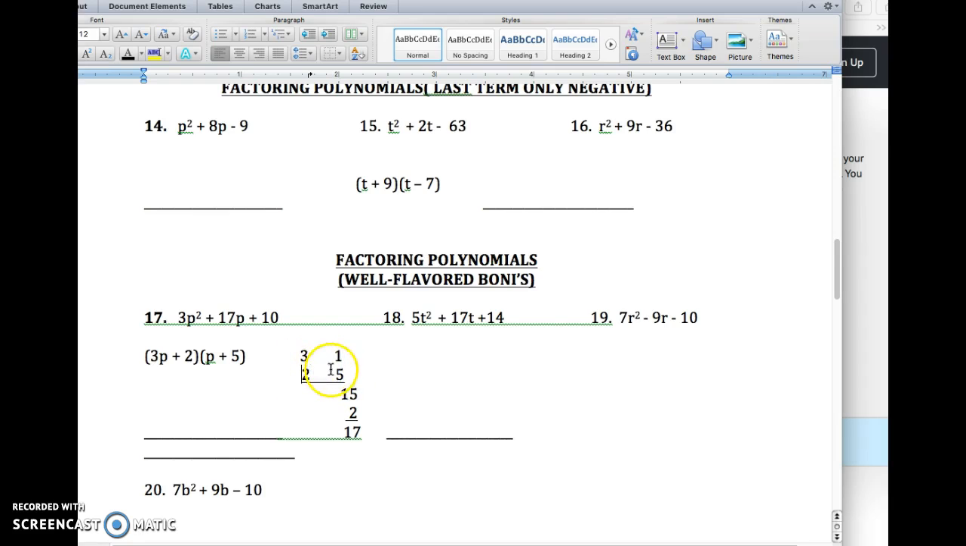When I go 5 times 3, I get 15. And that's what you'd get here, 5 times 3 here. That would give you the 15p. And then 2 times 1 gives me 2, like 2 times 1 here would be a 2p. 15p plus 2p is 17p. So that would be the factoring of that. And I'd like you to take and do that one.